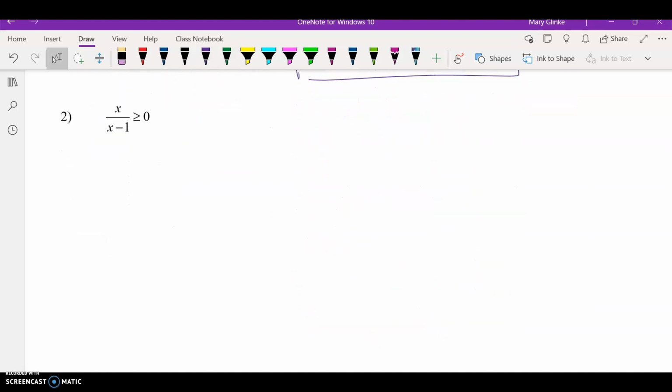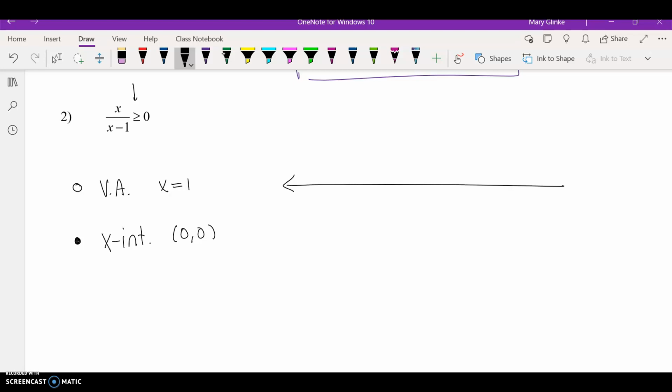Let's try number 2. So we're again going to find two things, your vertical asymptotes and your x-intercepts. Your vertical asymptote is x equals 1. This is an open circle. It's always an open circle. Your x-intercept is 0, 0. Because our inequality here was greater than or equal to, it's going to be a filled-in circle.